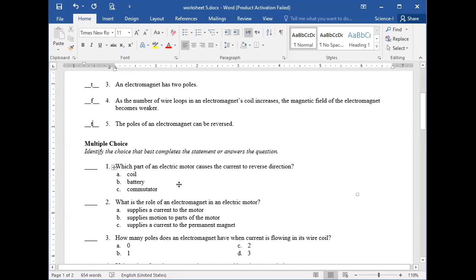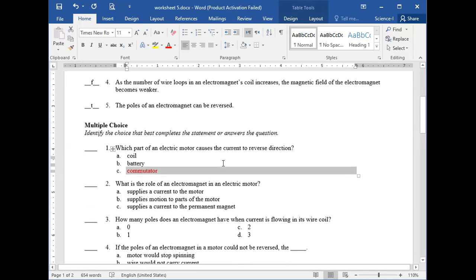So let's pass to the multiple choice questions. Which part of an electric motor causes the current to reverse direction? Which part is used for that purpose, to keep switching the direction of the electromagnet or the current? Yes, Hana Hamdi? C, commutator. Yes, commutator, good.